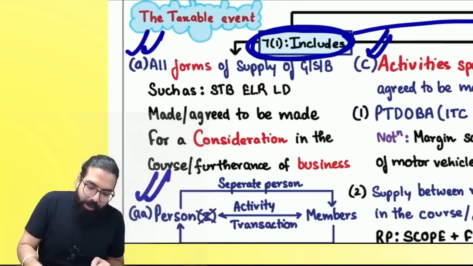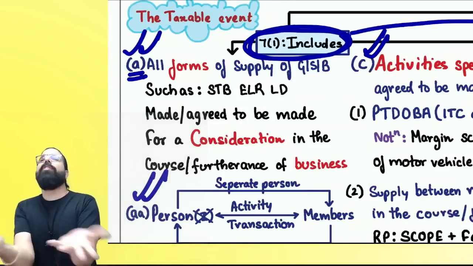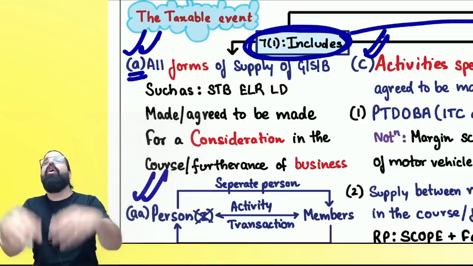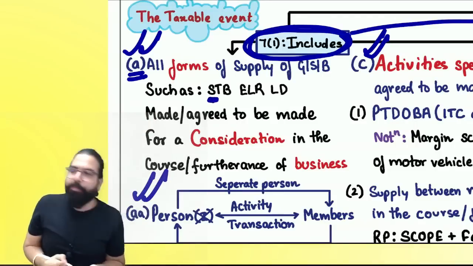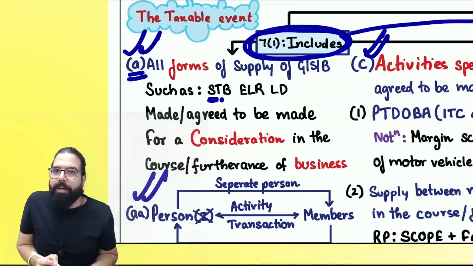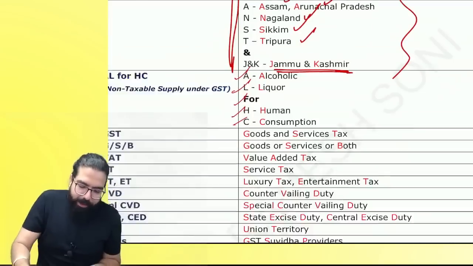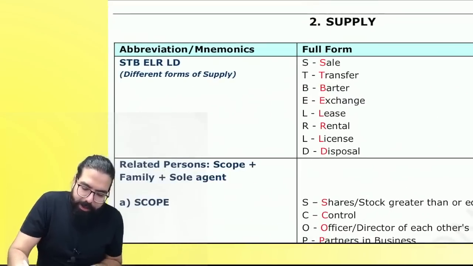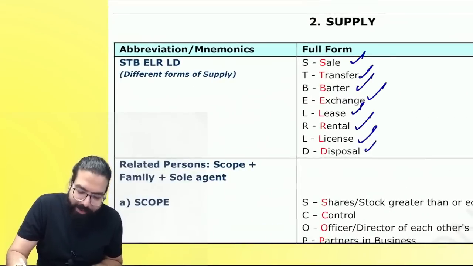Chalo, please come to section number 7.1. Section number 7.1A goes ahead and says, what is supply? What is that activity? It says all forms of supply, whether you call it sale, whether you call it transfer, barter, exchange, lease, rental, license, disposal.